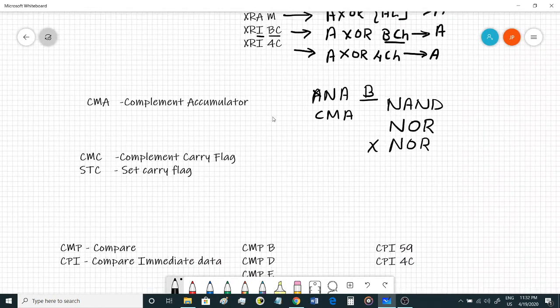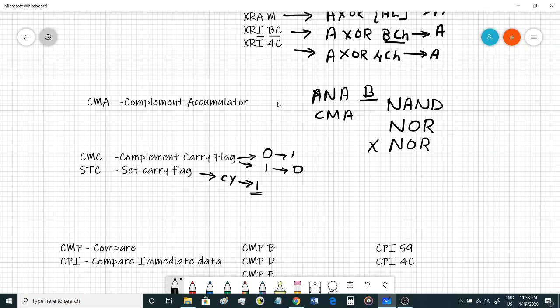There are other instructions also, like complement carry flag. CMC stands for complement carry flag. Whatever is the content of the carry flag will get complemented, which means that if the carry flag contains a 0, it becomes 1. If it contains 1, it becomes 0. That is what complement carry flag stands for. Whatever is the current content will get complemented. Set carry flag means the carry flag will be set to 1. Setting means setting to logic 1. Clearing means setting to logic 0.